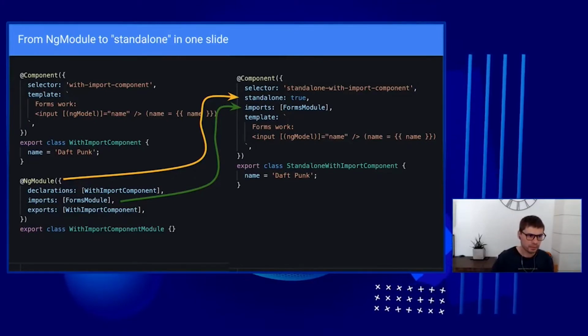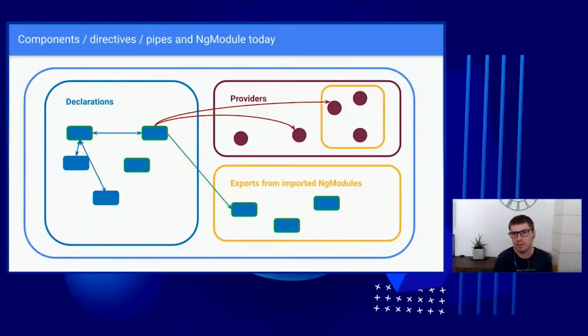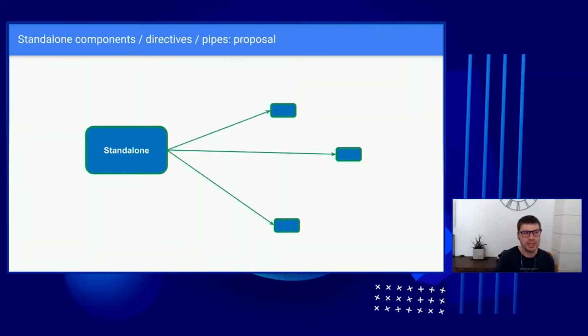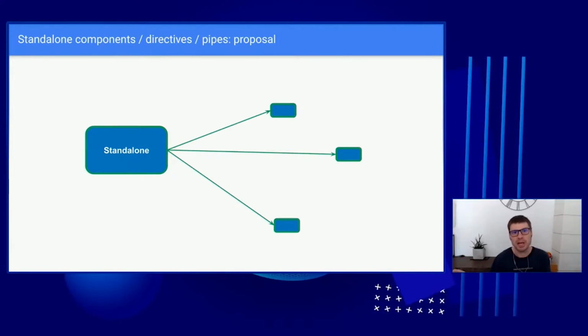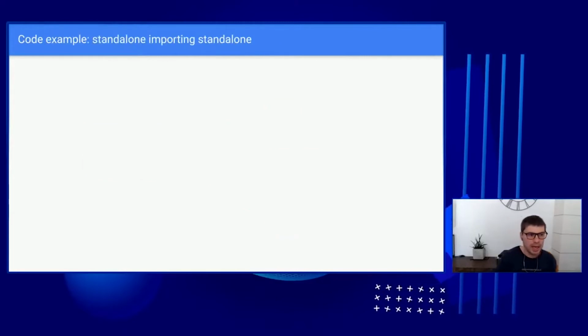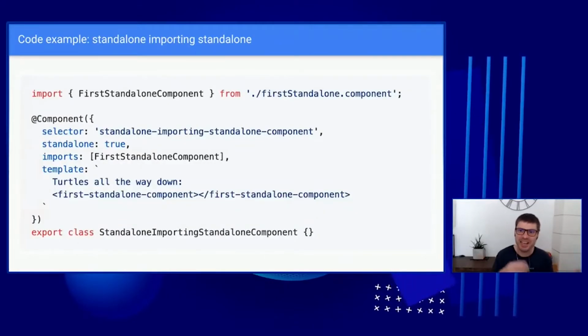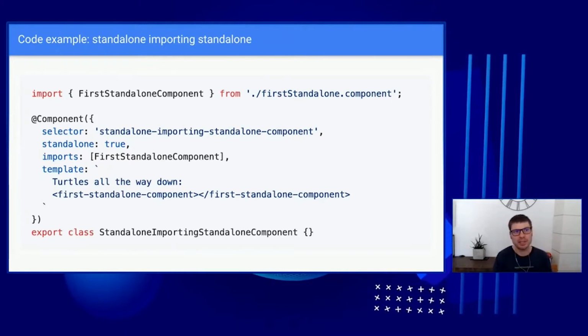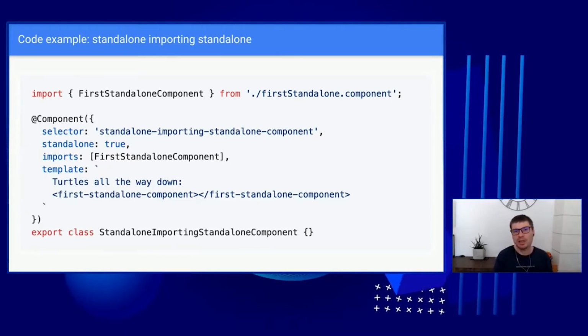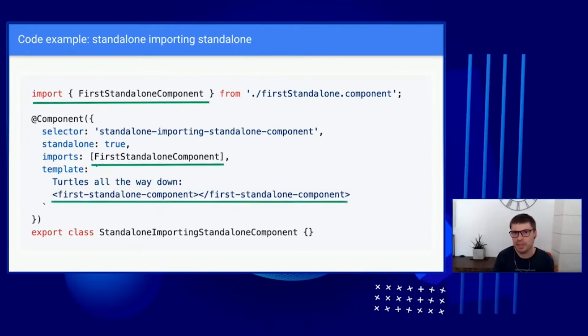Now, if you are a more visual person and prefer diagrams to code examples, I would summarize the RFC as moving from this world of lots of arrows to another world, with another mental model, where there are just standalone components and they can reference other standalone components. Again, if you want to switch from diagrams to code, that's a code example where a standalone component is referencing another standalone component. It's importing it and thus making it available in its template. So I'm saying, hey, I want to bring the class, I will be using it in a template, and I'm using it in a template.